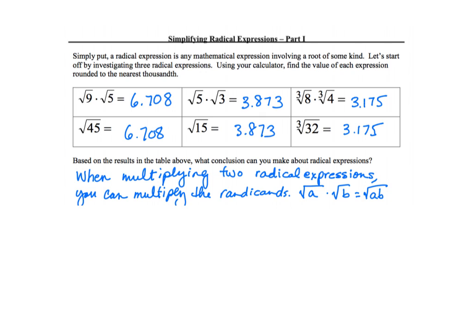Here are the answers. As you can see, the values on the top and the bottom are identical. So the conclusion you should have drawn is when you're multiplying two radical expressions, you can multiply the radicands. So the values underneath each radical can be multiplied and put under one single radical.